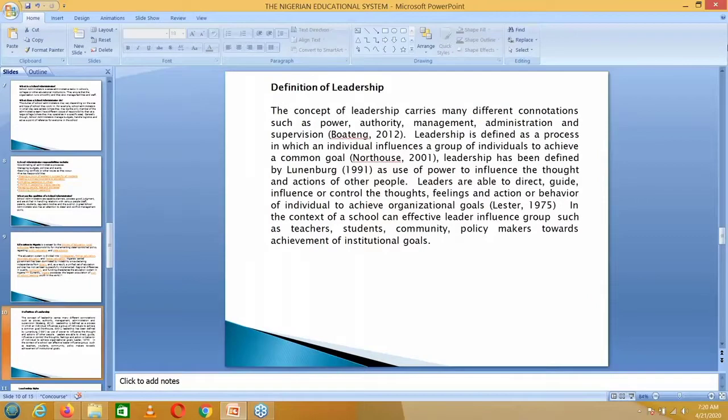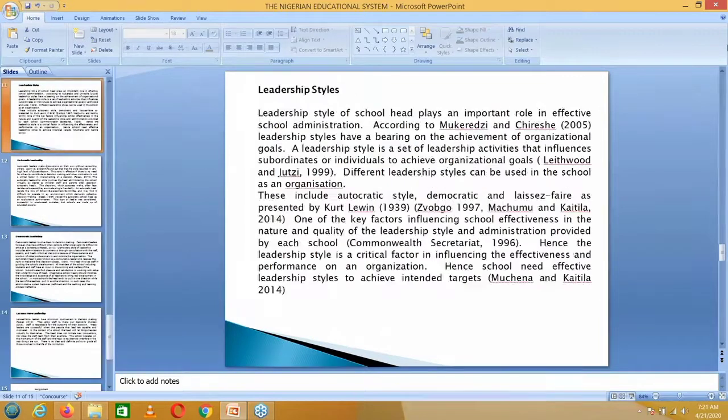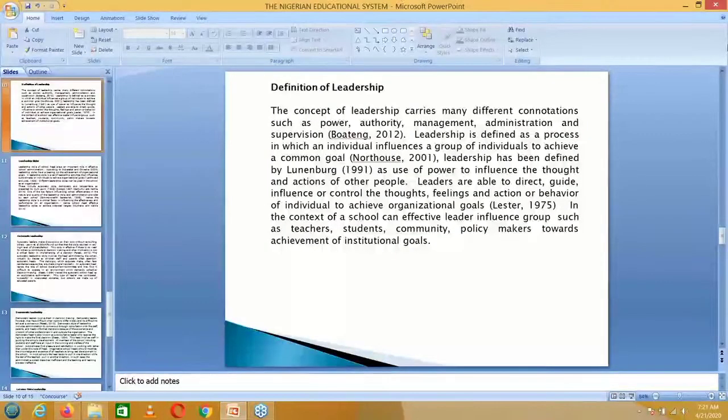Let's look at leadership. What is leadership? What type of leadership do we have? What leadership styles do we have in our schools? Now, the concept of leadership carries many different connotations, such as power, authority, management, administration, and supervision. It can also be defined as a process in which an individual influences a group of individuals to achieve a common goal. You understand?